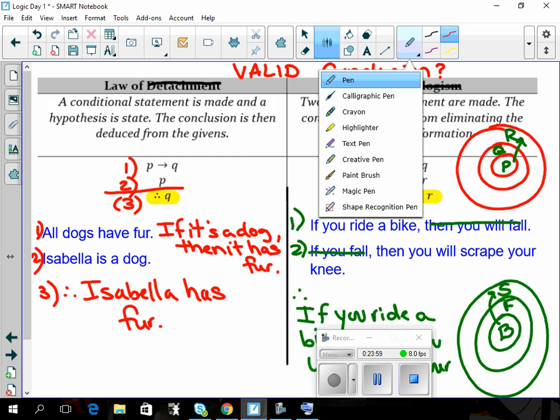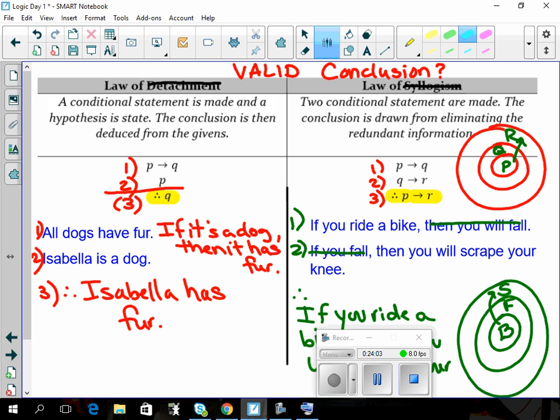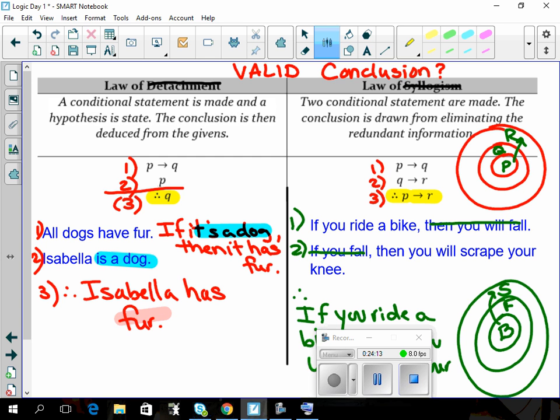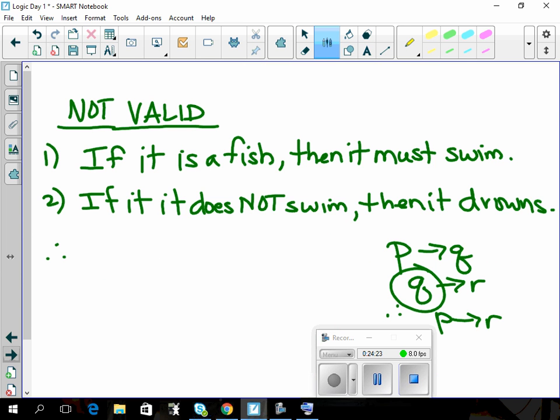Notice what it's talking about. It's talking about the P, right? What must the valid conclusion say? Isabella has fur. So just kind of look at what I've done here. Okay? Dog, dog. It must start with the P. The conclusion, fur, fur. The order of those things matters. That's real important.